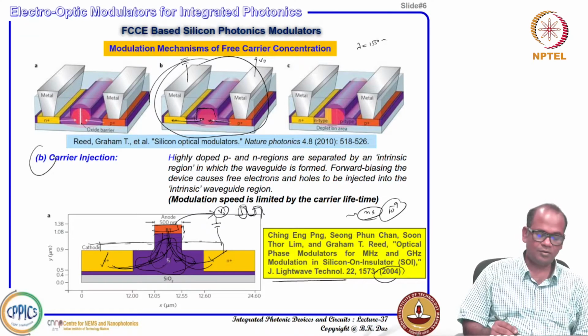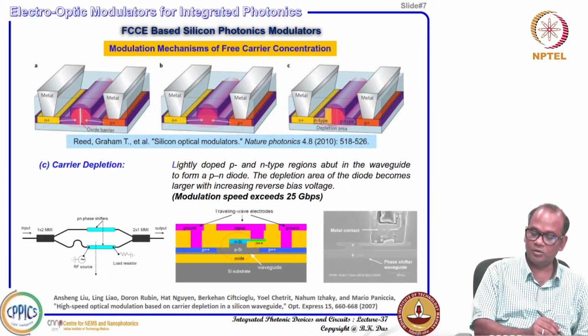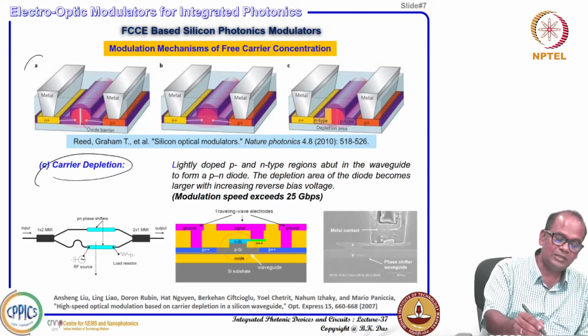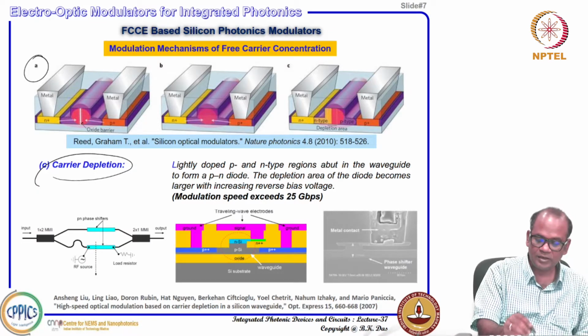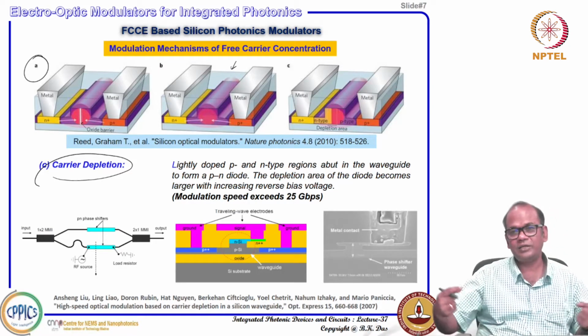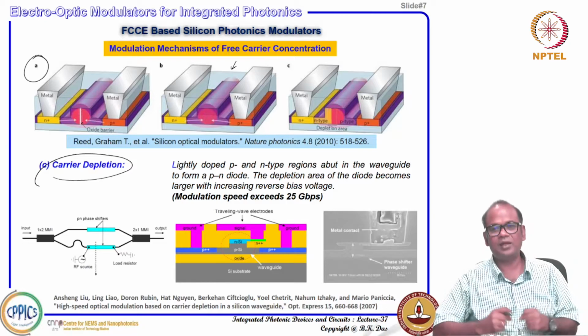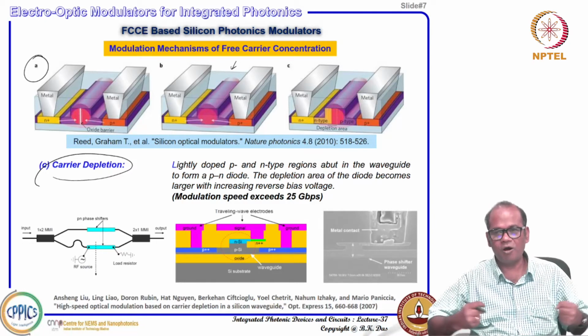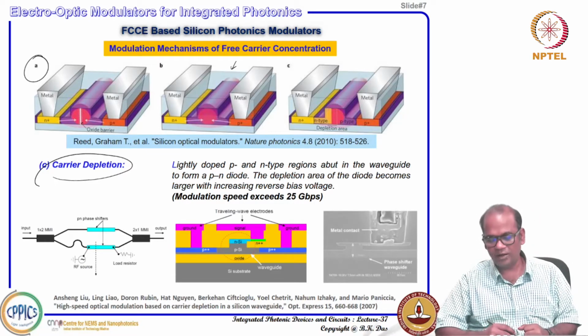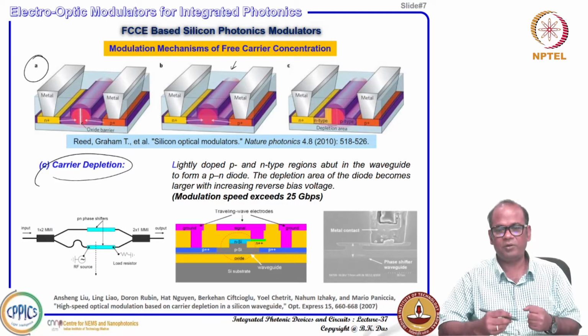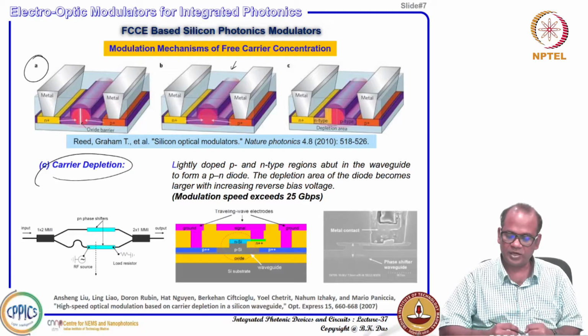Okay. Then another type of modulator is carrier depletion. So A is what I said, carrier accumulation, and this one is carrier injection. You are injecting by forward bias, and then depending on the forward bias on and off, you can control the carriers and modulate your signal. Okay. The real part of the refractive index, and you can use a Mach-Zehnder interferometer.